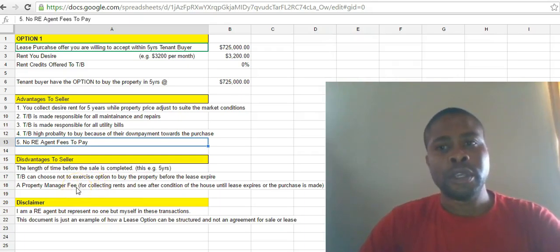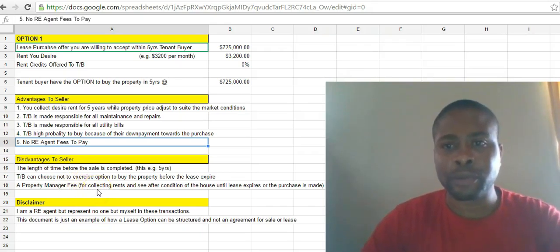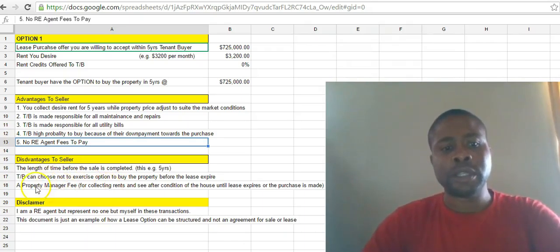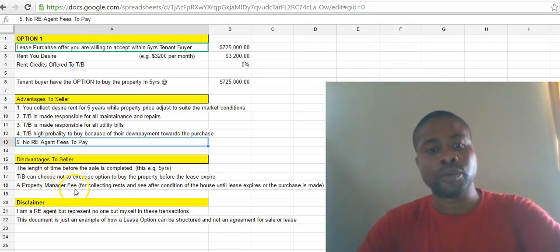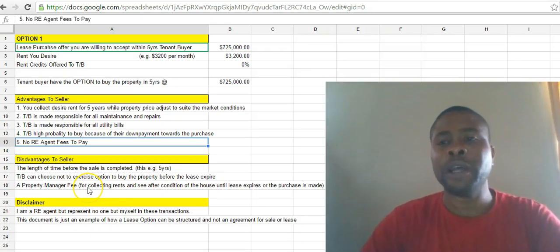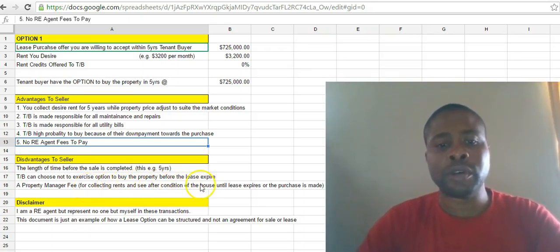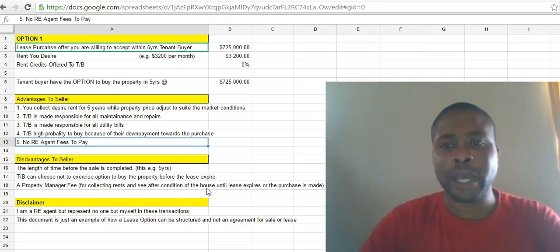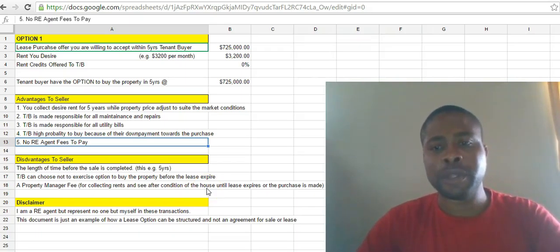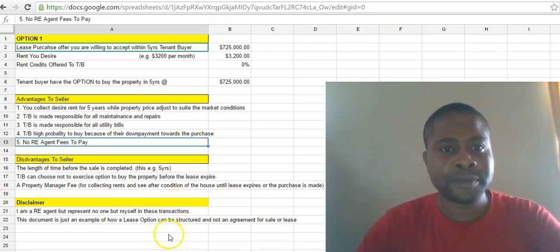Another disadvantage could be management fees, if you're worried about the tenants maybe trashing your property and so on. But I believe something as simple as insurance could probably look after that for you if you weren't too keen about using a property manager. But a property manager could probably come in here and maybe collect the rents for you and make sure that the tenant buyers are keeping the property in good condition and so on.